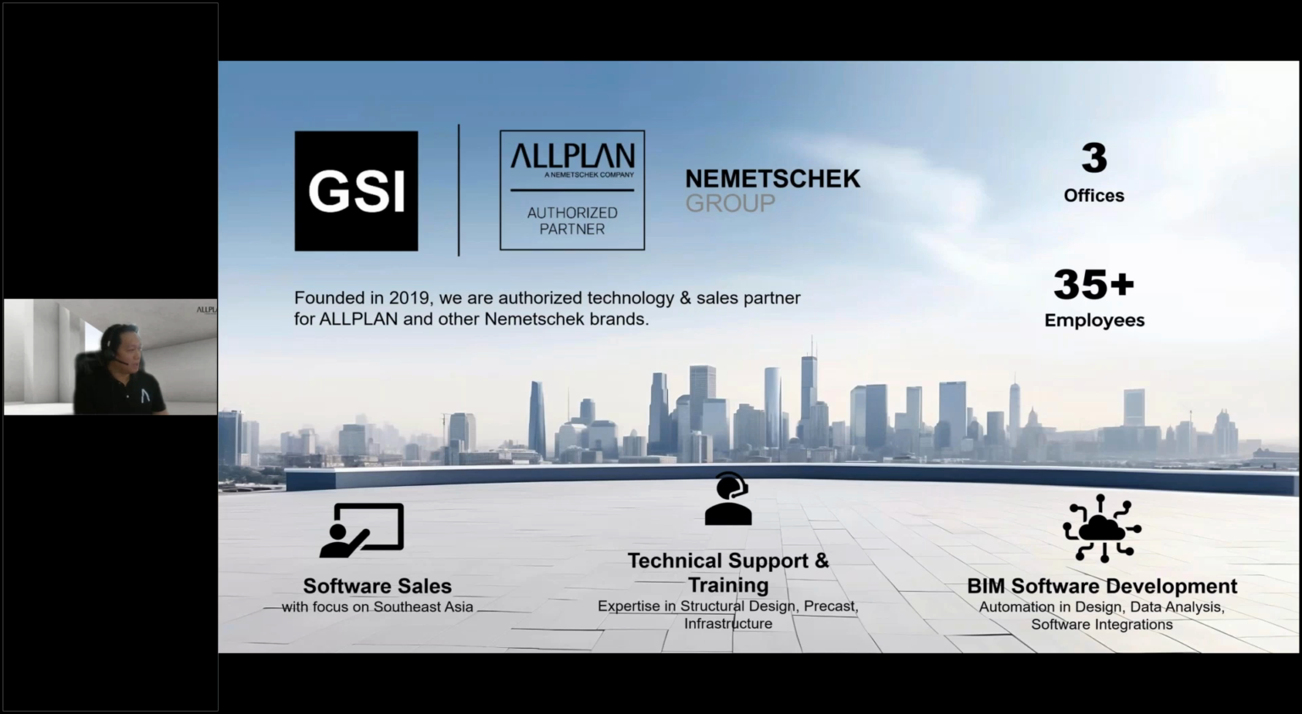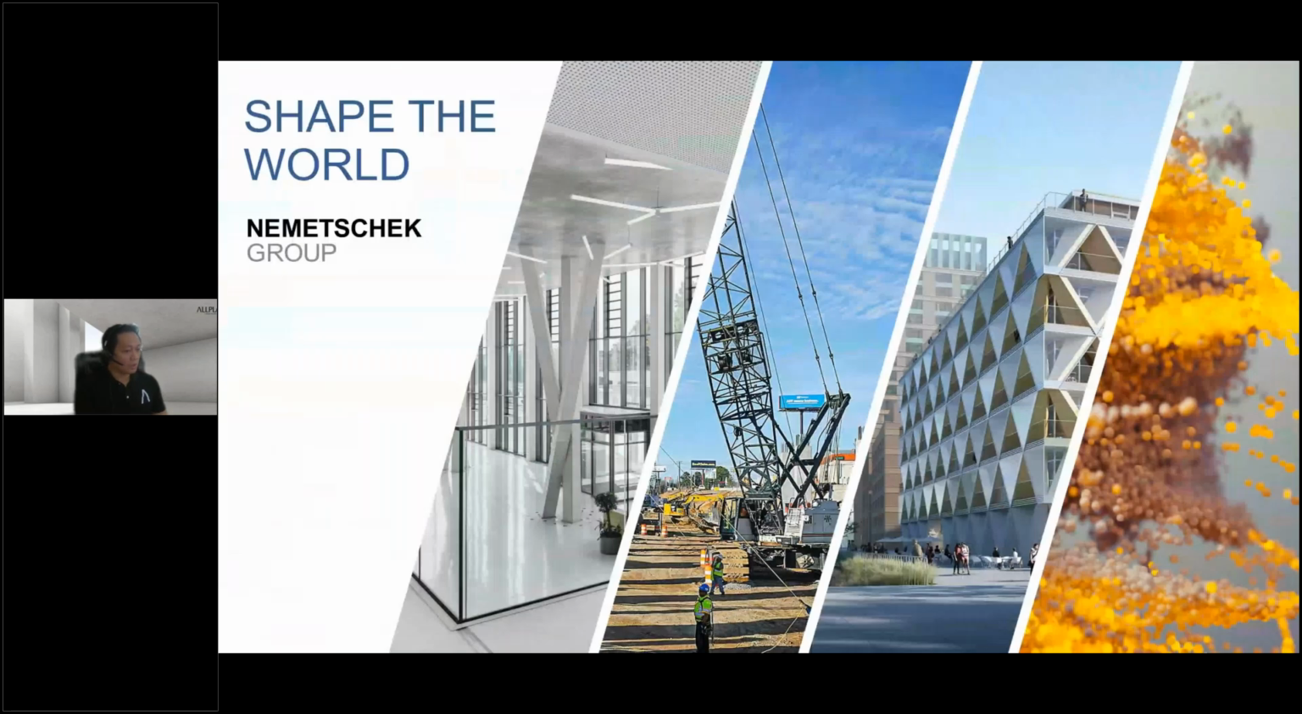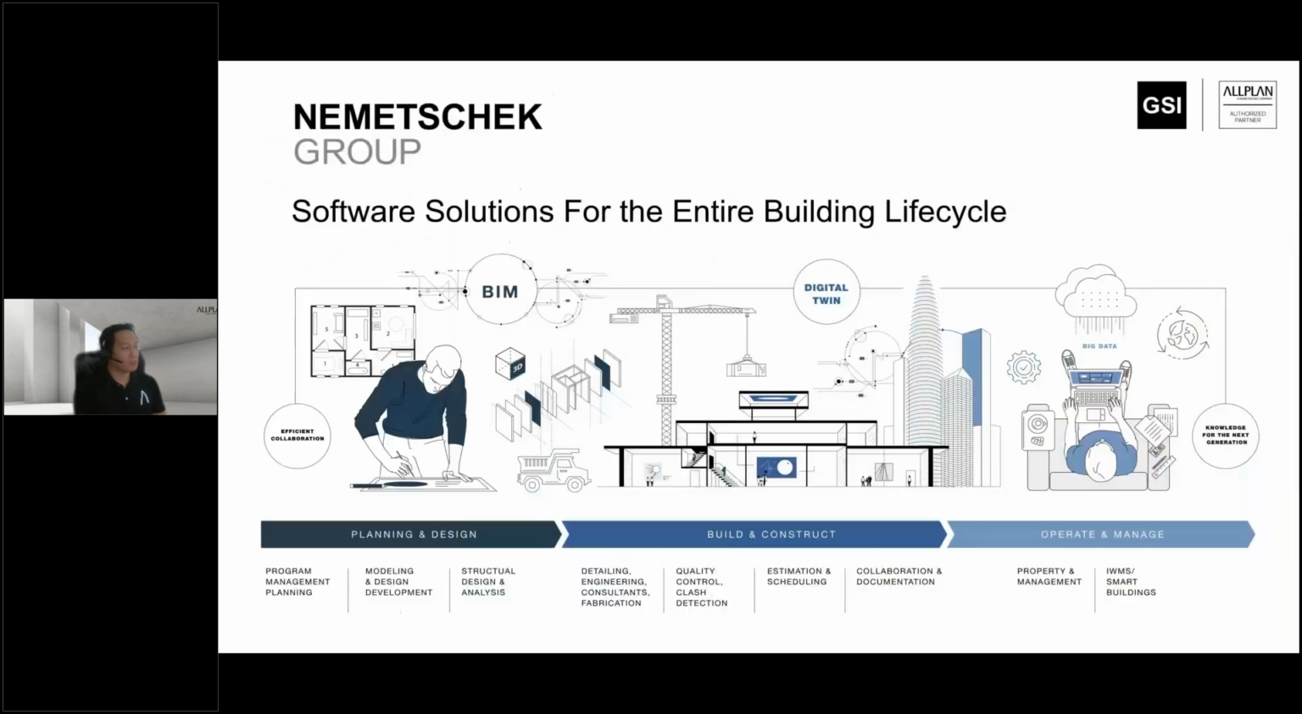Okay, so next is the Nemetschek group. Just a short background of the Nemetschek group. This Nemetschek group has this tagline, which is software solutions for the entire building life cycle. So their goal is actually from the planning and design until the operate and manage. So we are capable of doing the whole process when it comes to construction. As you can see from below, there are different programs that you can use in different categories, which is all under Nemetschek group.